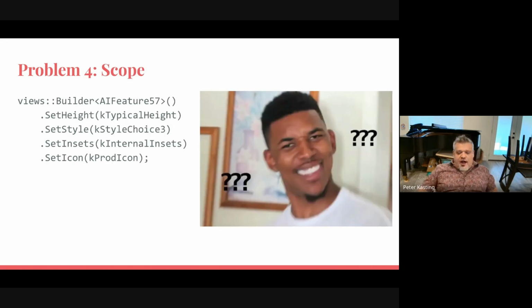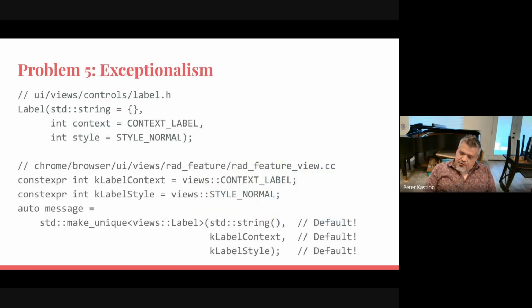Problem 4, the opposite problem. At usage sites, the names don't tell me what the effects of the constants are. This code doesn't mean anything to me in terms of what it actually looks like. So to know that, I have to go look outside the current code and bring in things mentally from other scopes.